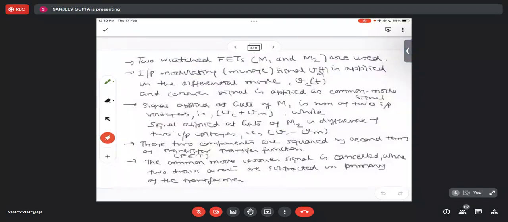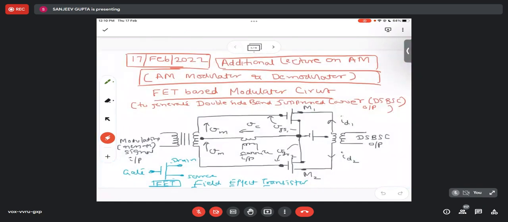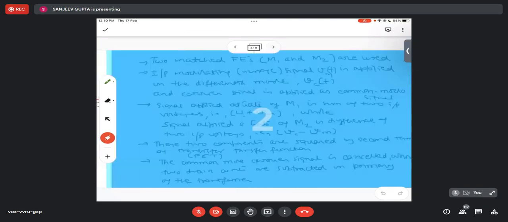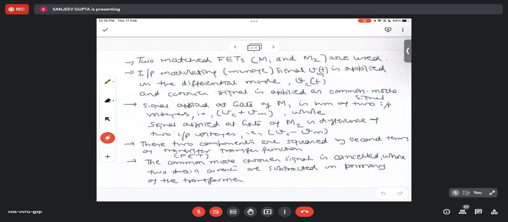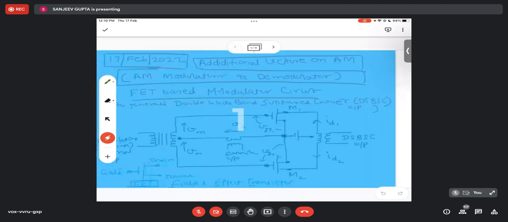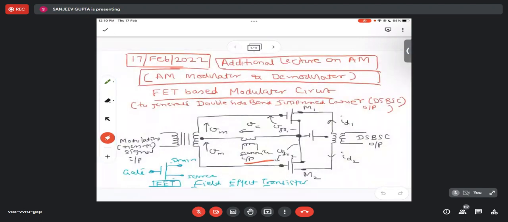So basically, we use two identical matched FETs, and we apply the modulating signal voltage, VM, in the differential mode, as seen in this figure. This is my input signal, which I'm applying in the differential mode. There's VM there and VM down here. And your carrier signal, VC, is applied as a common mode signal.